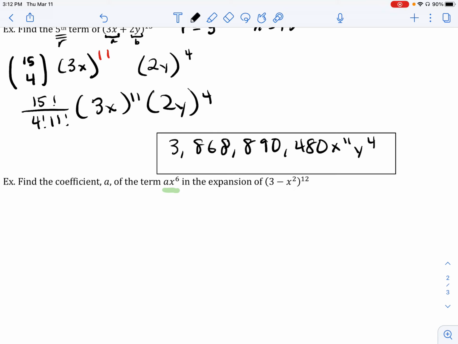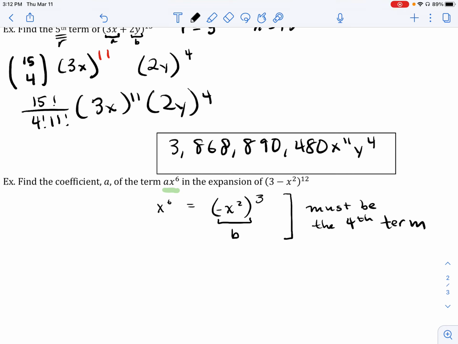The only way that you could have x^6 must be x^2, or negative x^2, I should say, raised to the third power. And since this is our b value, right? If our b is being raised to the third power, this must be what? The fourth term. This must be the fourth term in our series expansion. So using that information, see if you can then find the coefficient, and you can check your solutions with what I have in Google Classroom.